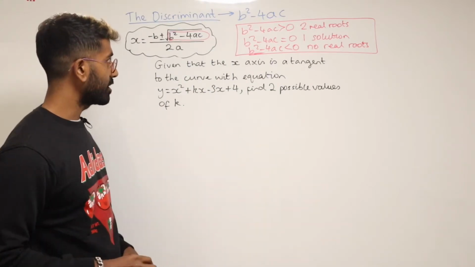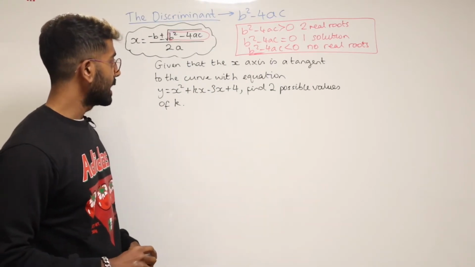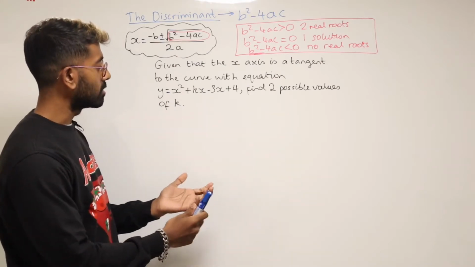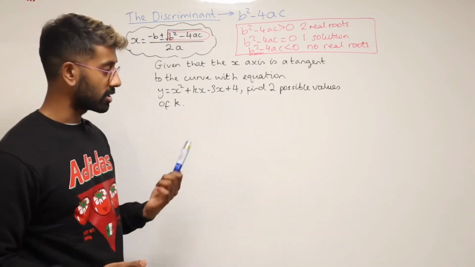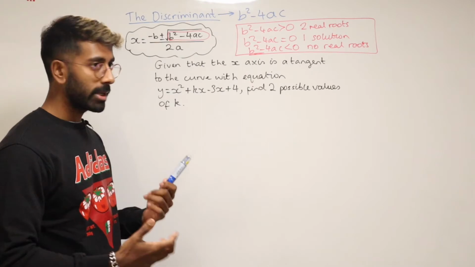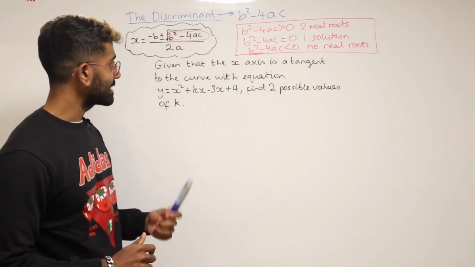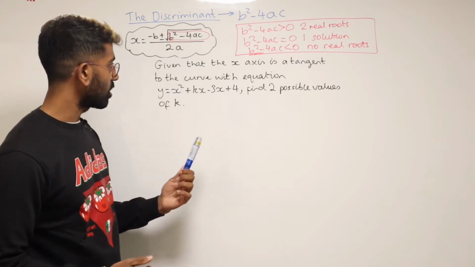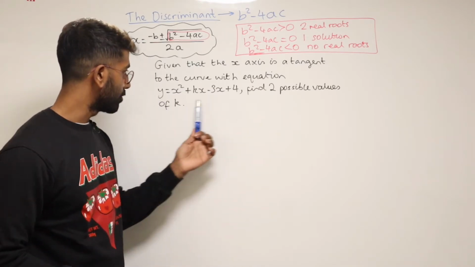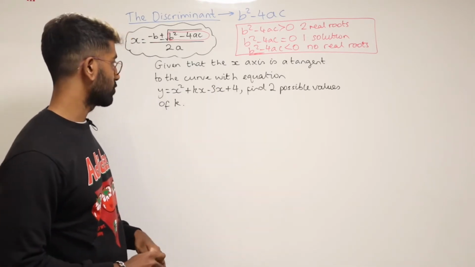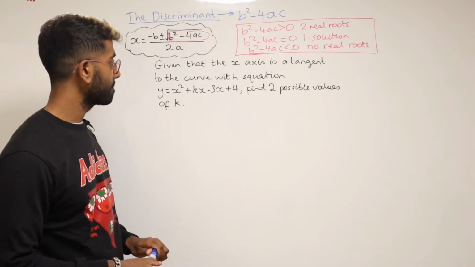So we've got one more video on the discriminant, and what we've got here is a slightly bigger problem where we can use, again, the discriminant to go and solve it. So let's have a quick look at how we can do this. Now, given that the x-axis is a tangent to the curve with equation this, find two possible values of k.